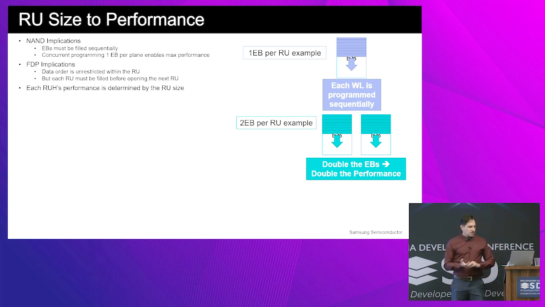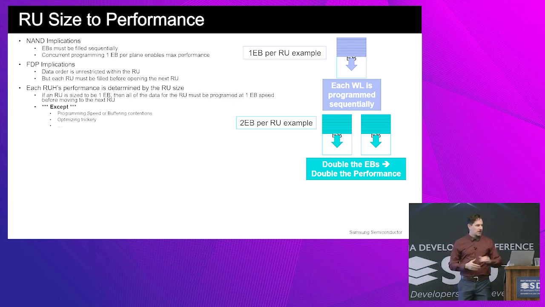And because of these examples, you can understand that the RUH performance ends up being determined by the RU size. Yes, there are other variations, but I'm not going to cover those. When we get into high queue depth situations, we end up being gated by our NANDs.